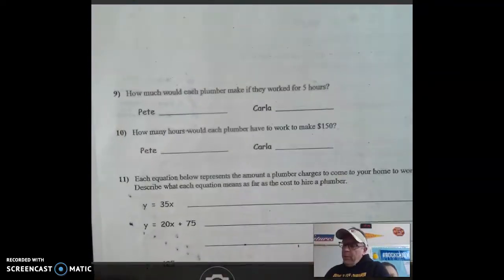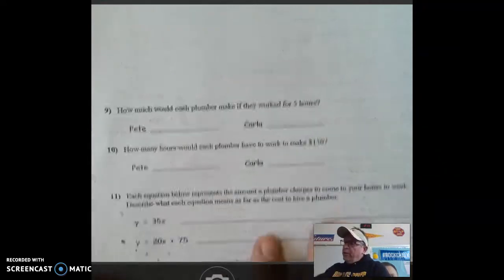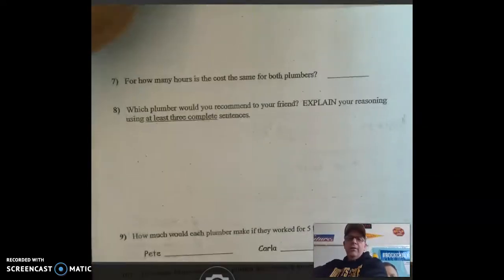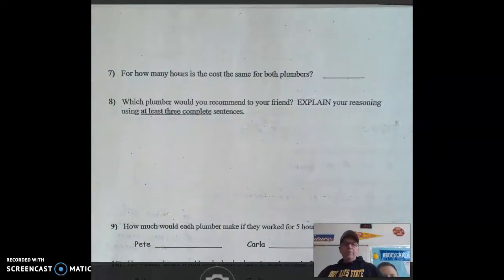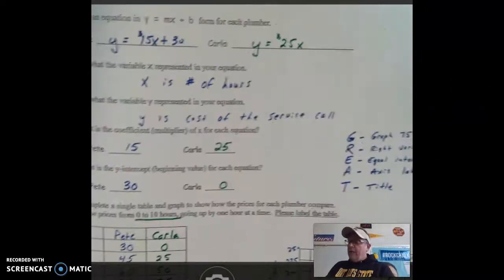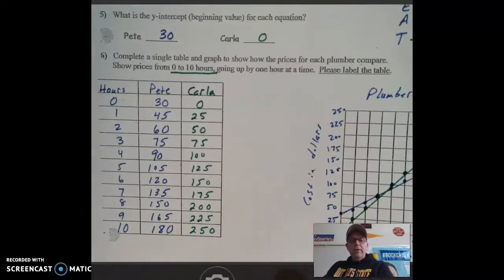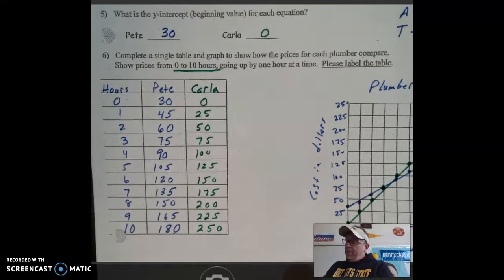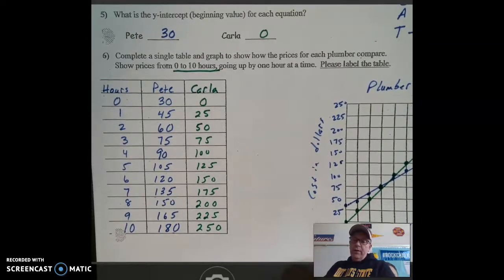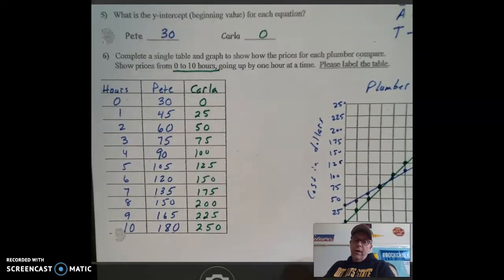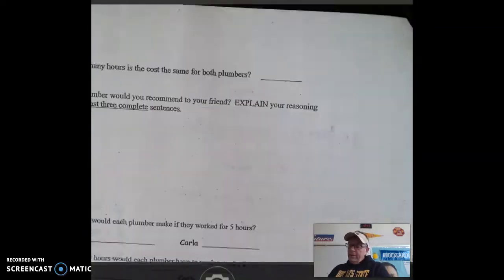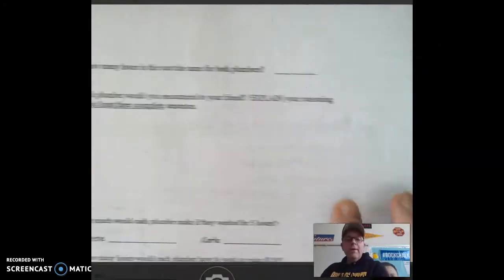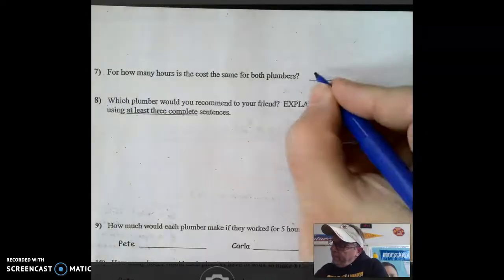So the next thing we want to do, guys, is we want to go ahead and start interpreting our data. So the nice thing is we definitely have good linear data. For how many hours is the cost the same for both plumbers? So if you look at your graph and your table, you're going to notice that for both plumbers at 3 hours, they both charge $75. So there's a point of intersection on the graph and also the same number on the table. So for how many hours is the cost the same? 3 hours.